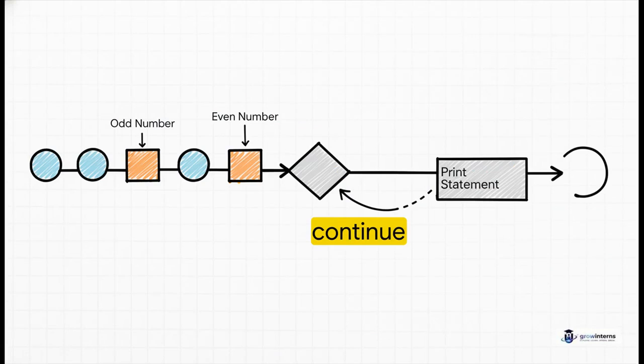This example makes it crystal clear. We're looping through a range of numbers. If a number is even, the if block triggers. We print that we found an even number, and then, bam, continue. That sends us right back to the top to grab the next number. Notice that final print statement never even runs for the even numbers. We just skip it and move on.